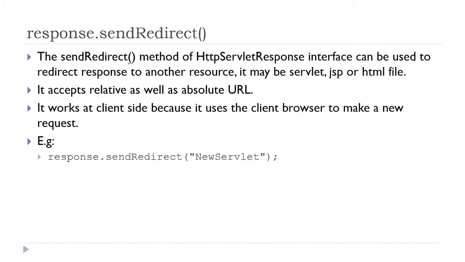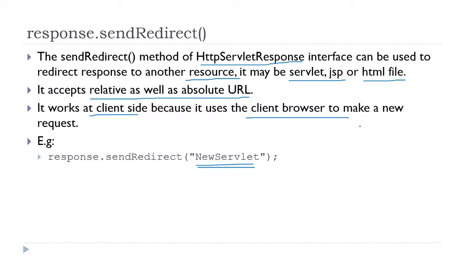The sendRedirect method is a method of the HttpServletResponse interface, and it can be used to redirect the response to another resource. This resource can be a dynamic resource like a servlet or a JSP, or it can be a static resource like an HTML file. This method accepts relative as well as absolute URLs, so the string we pass to this method can be a relative path or an absolute path. Also, it works at the client side because it uses the client browser to make a new request.